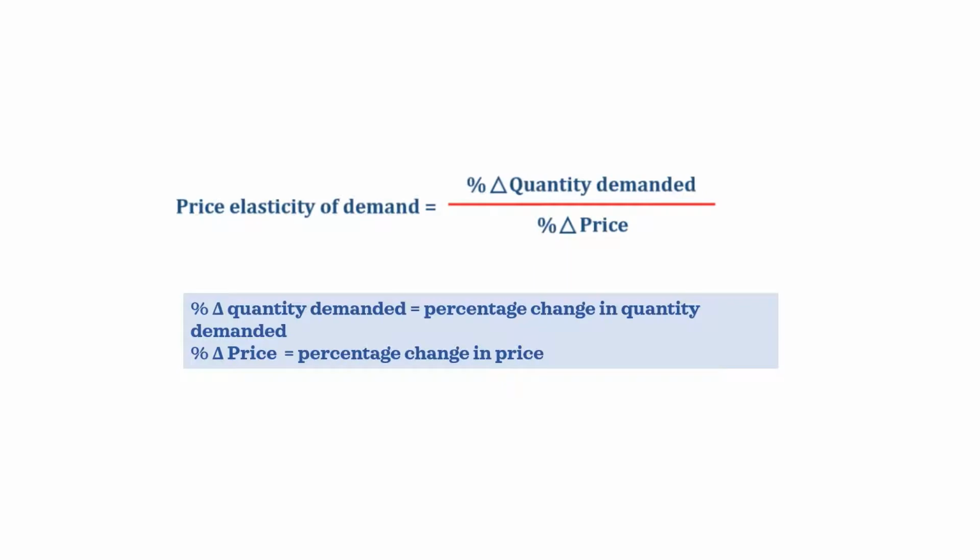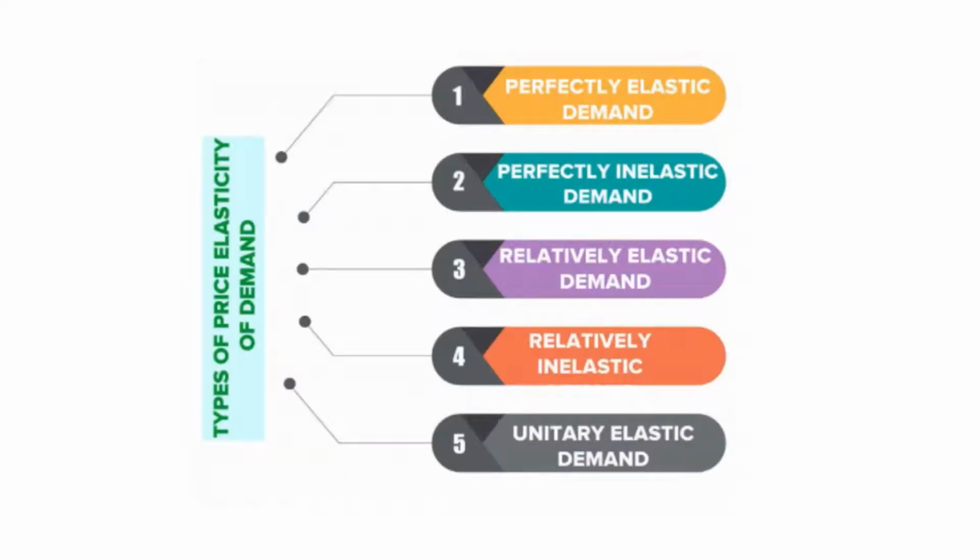Elasticity shows how sensitive quantity is to a change in price. What happens to quantity when there is a change in price? There are five types of price elasticity of demand. The first one is perfectly elastic demand, the second is perfectly inelastic demand, the third is relatively elastic demand, the fourth is relatively inelastic demand, and the fifth is unitary elastic demand.